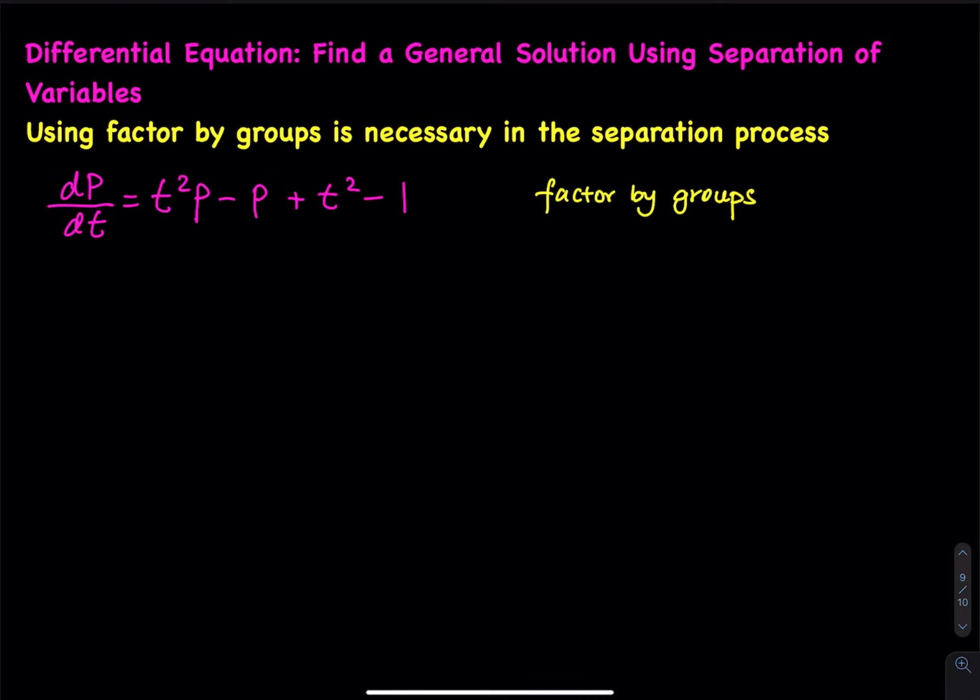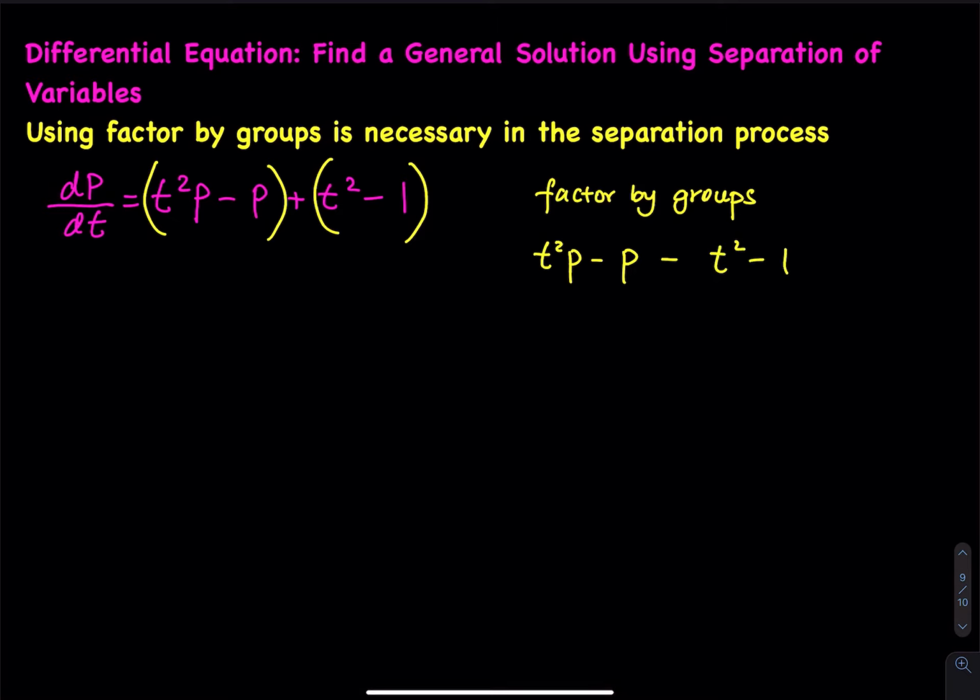Let's find a general solution using separation of variables. The first step to do the separation is you have to use factor by groups. For factor by groups, there are 4 terms. You have to group the first 2 terms, and then you have to group the last 2 terms. There are some booby traps when you do factor by groups if the problem is like this: t squared times p minus t squared minus 1.